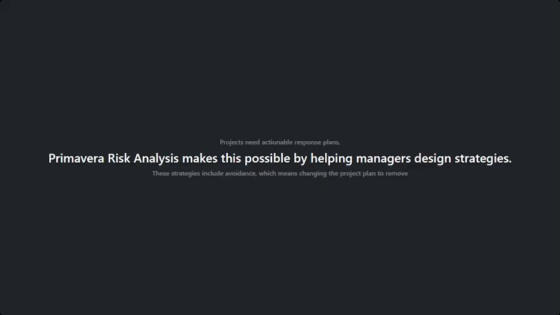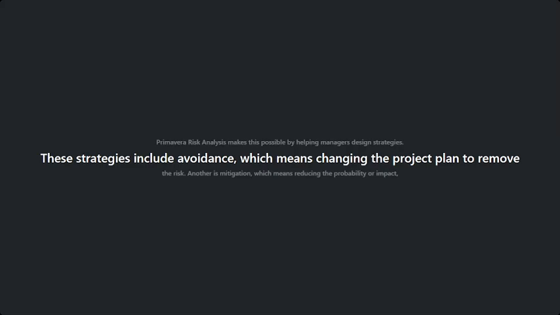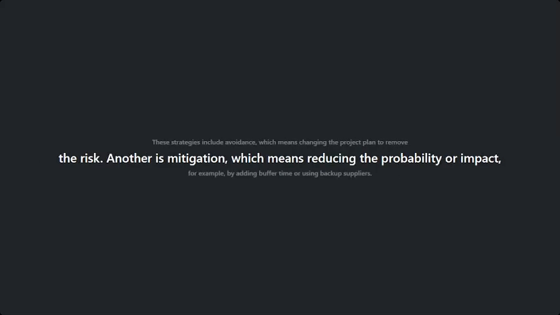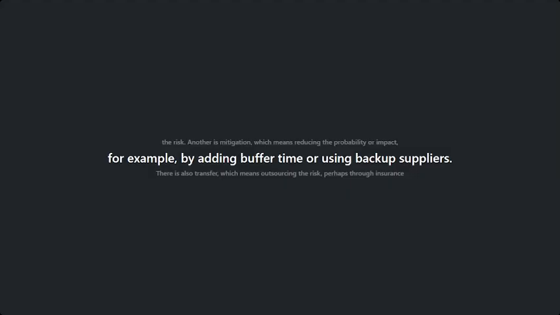Identifying and analyzing risks is not enough. Projects need actionable response plans. Primavera Risk Analysis makes this possible by helping managers design strategies. These strategies include avoidance, which means changing the project plan to remove the risk. Another is mitigation, which means reducing the probability or impact, for example by adding buffer time or using backup suppliers.